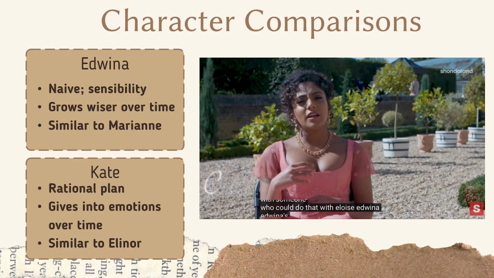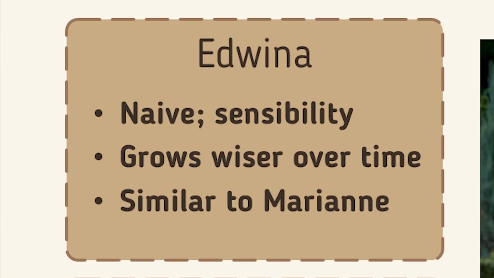So similar, actually I will go to my next slide. So comparing these characters, Edwina shows strong comparisons to Marianne, the younger sister of Sense and Sensibility. Of course, they're both younger. It seems because of this that they show a little more naivety. They show more sensibility. But at the same time, they grow wiser over time as they gain more experiences.